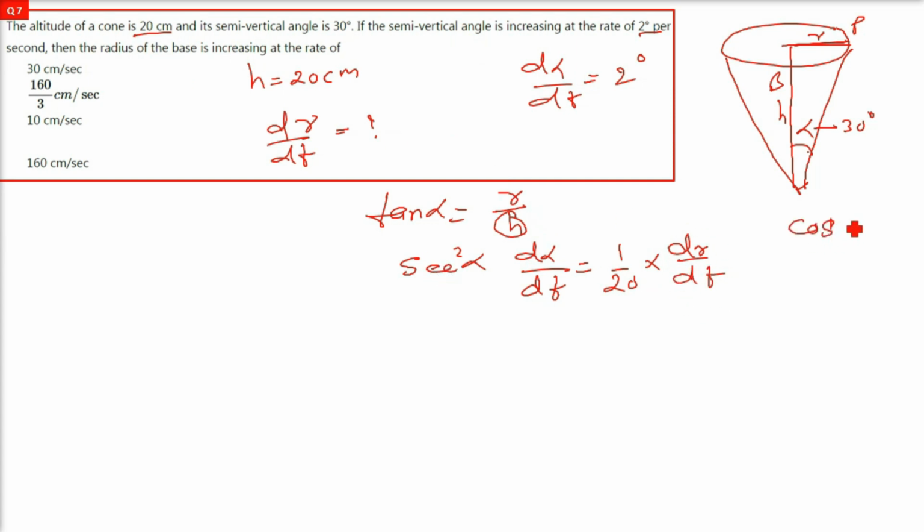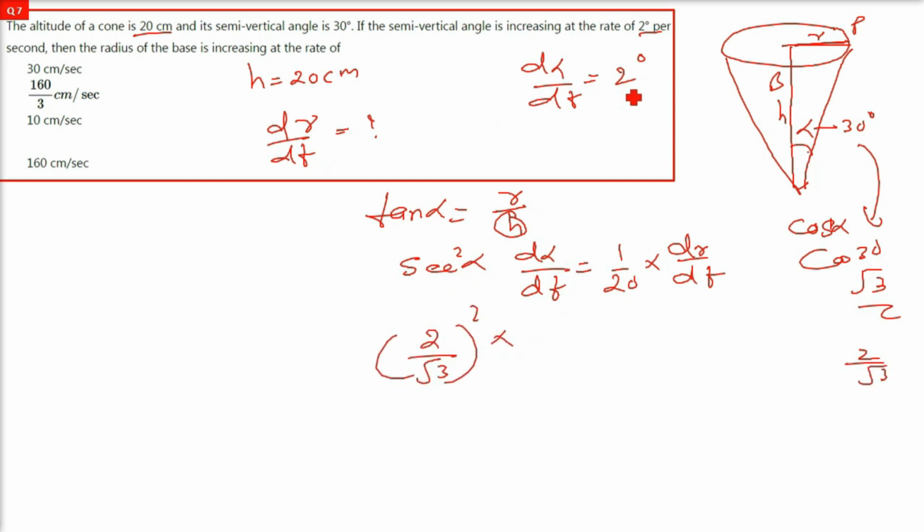See, cos alpha or cos 30 degree, this is 30 degree, right? Cos 30 degrees is root 3 by 2. So sec will be the inverse of this, 2 by root 3, whole square. d alpha by dt is 2 degree, and then 20 will go to that side, dr by dt. So when you compute this, you'll get the answer as 160 by 3, I guess, right? I'll just compute it because computation is quite easy.